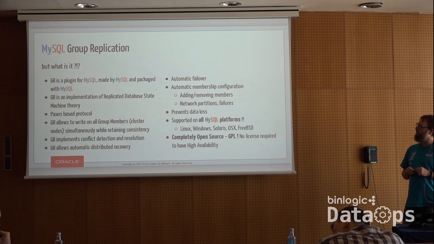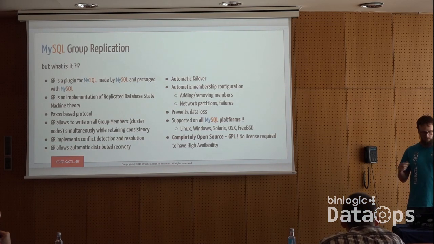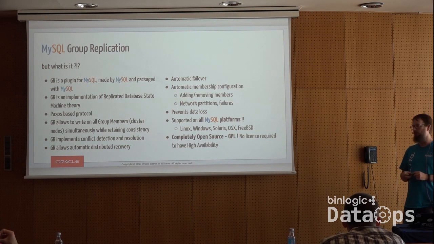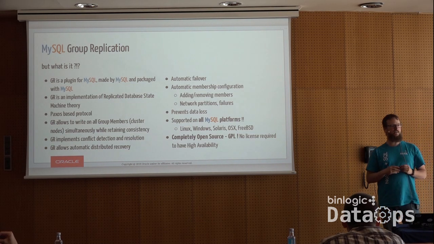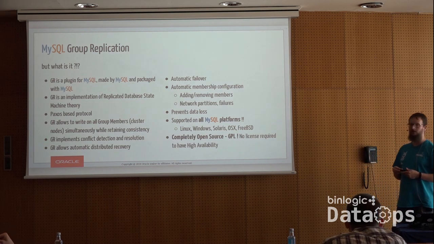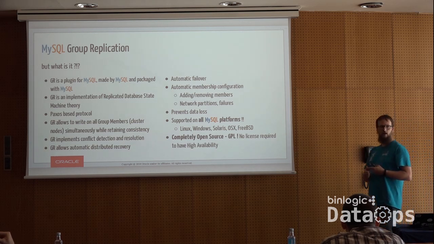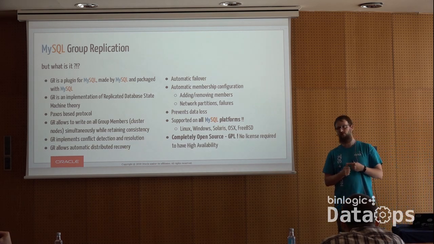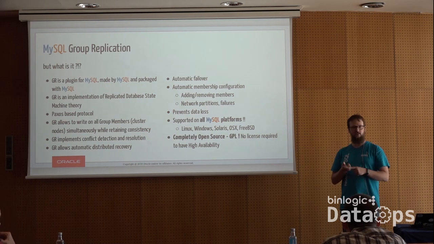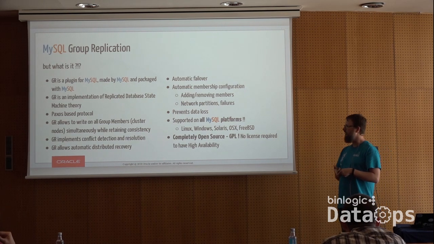Automatic membership configuration: you can add or remove nodes, and if you have network failures or network partitioning, all that is handled in the group replication plugin. Nothing has to be done by the users. It prevents data loss. So we have two big goals with this solution: achieve HA for MySQL very easily, and prevent data loss.